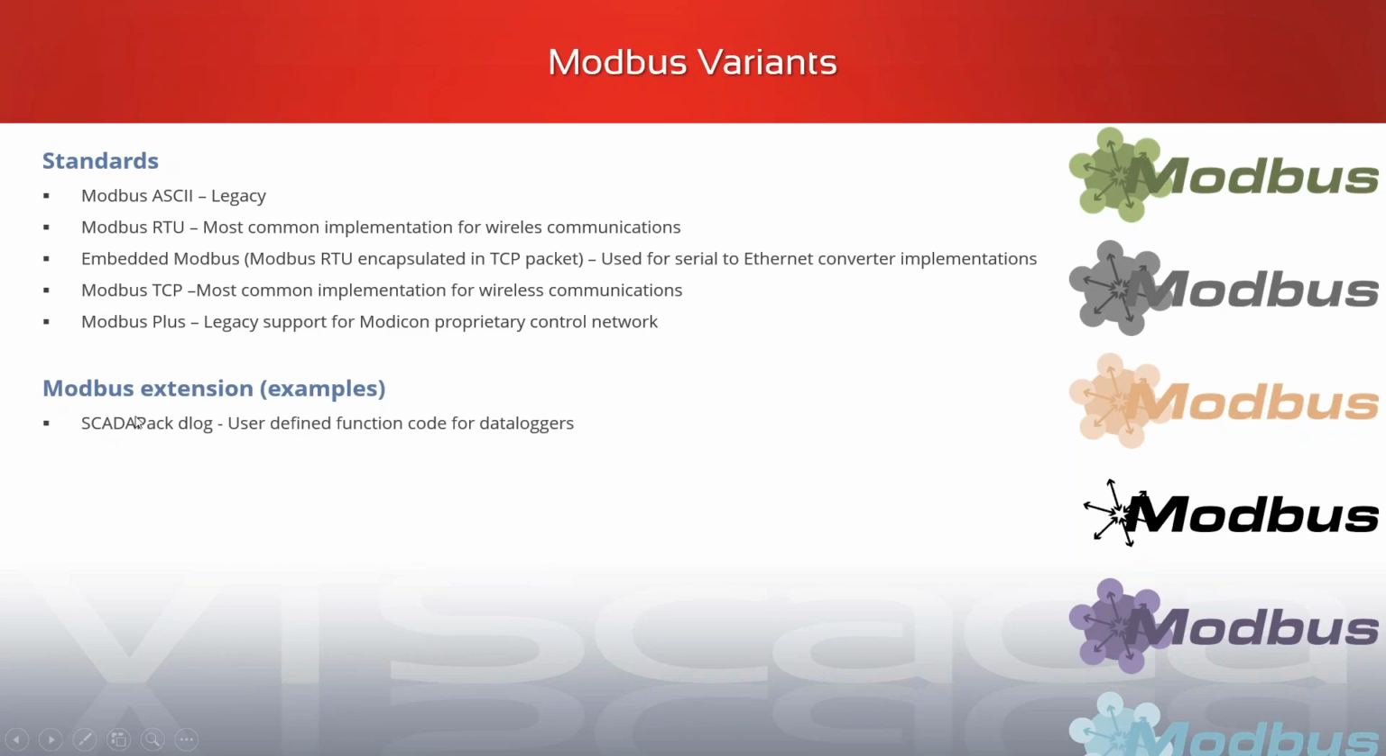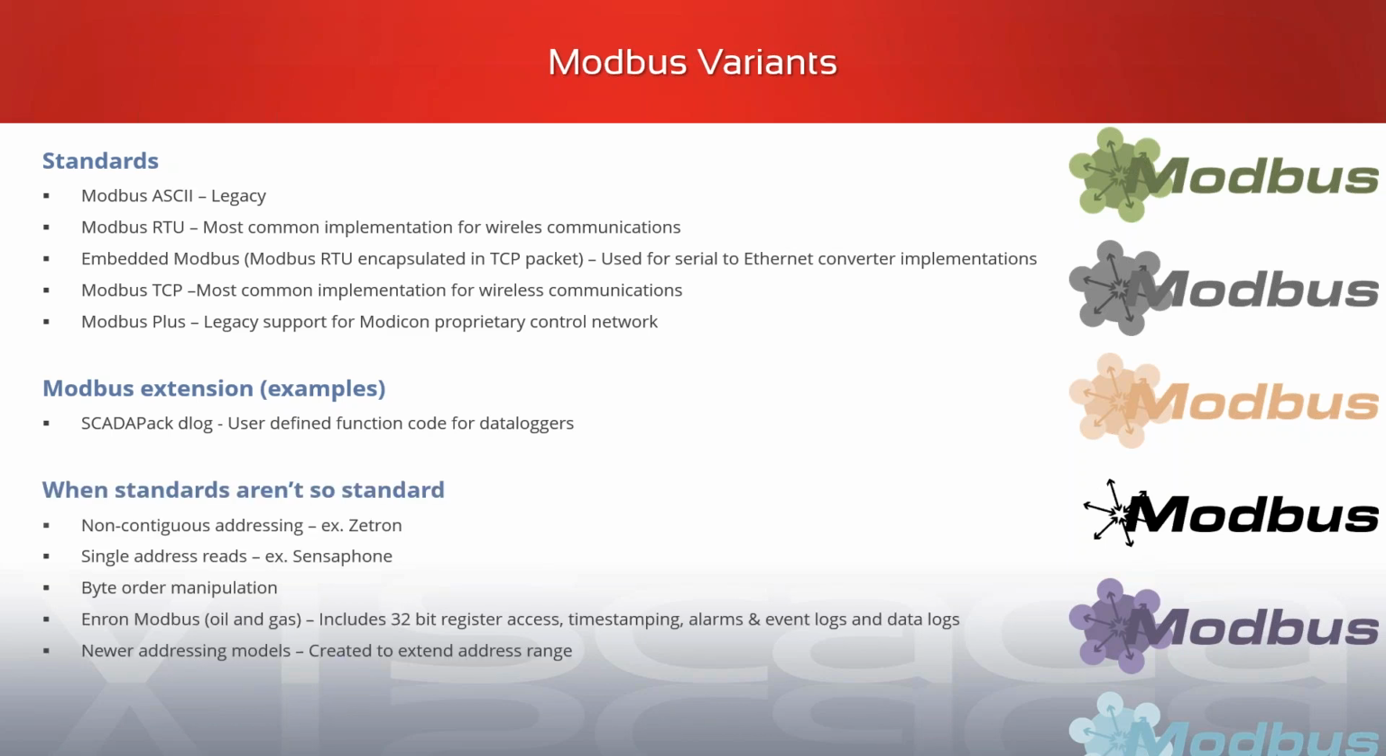Modbus was designed to allow for extension. So where things would not fit perfectly in the standard, they created an area that they defined as user-defined function codes. Only one device that we know of did a really good job of implementing that, and this was the Control Microsystems group, which created a SCADAPAC D-log function for data logging.